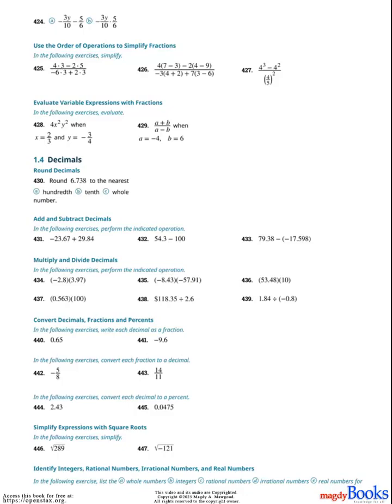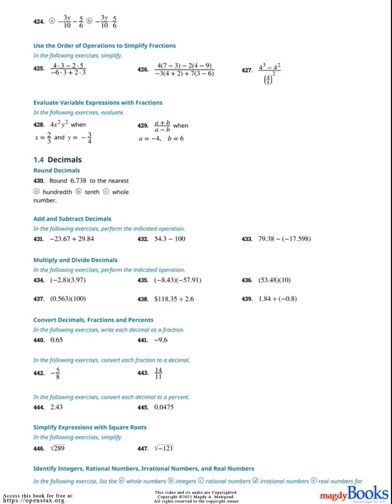1.4. Decimals. 1.4.1. Round decimals. 430. Round 6.738 to the nearest: A. Hundredth. B. Tenth. C. Whole number.